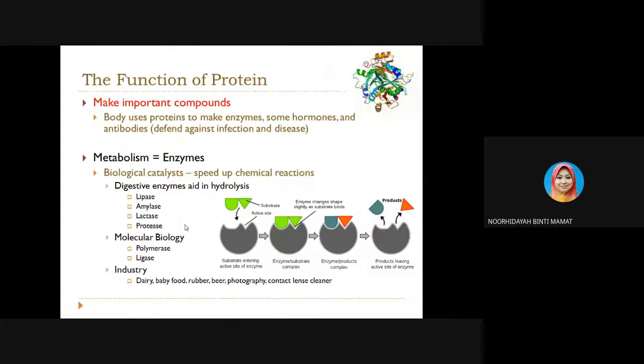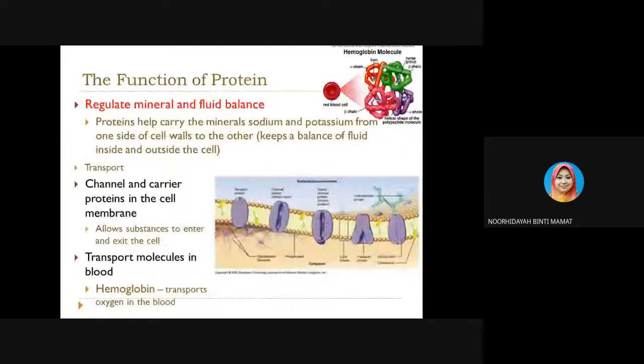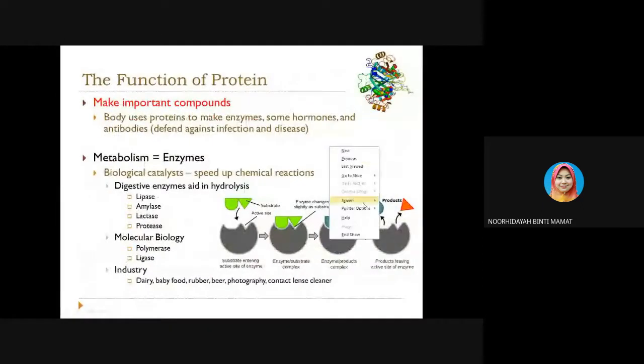Okay, the other one is that protein makes important compounds. The body uses protein to make enzymes, some hormones, and also antibodies. Antibodies defend against infection and disease. So this is the importance of protein. They can make important compounds. For the metabolism process, they can make the enzymes.